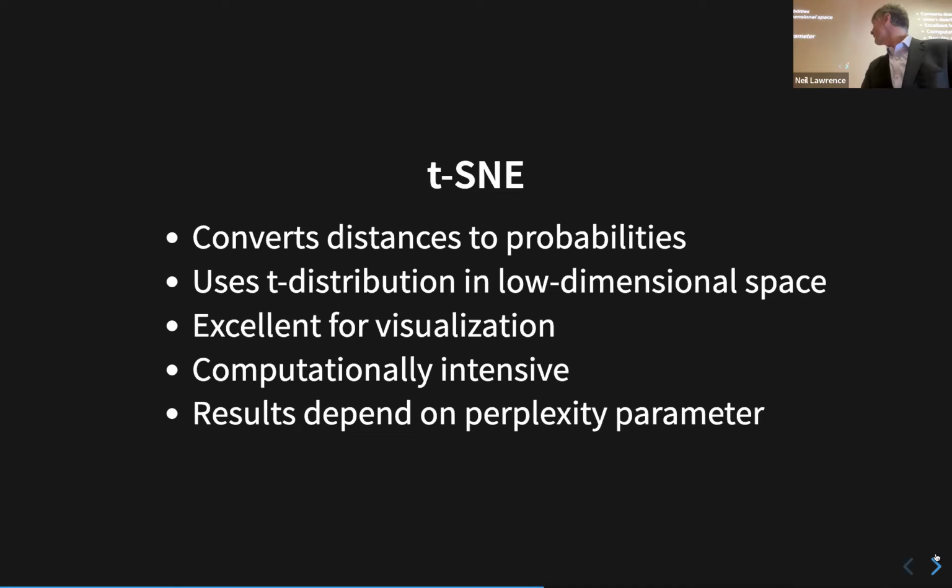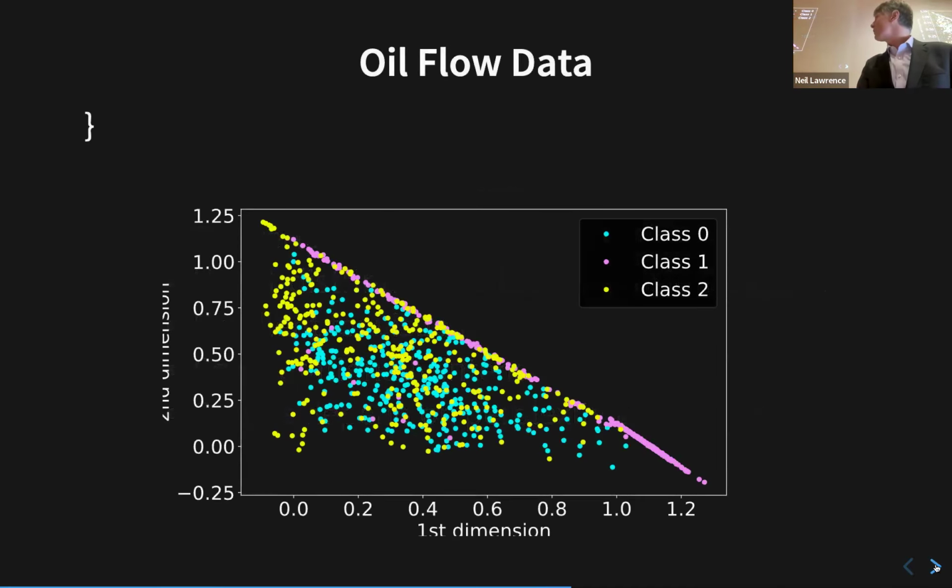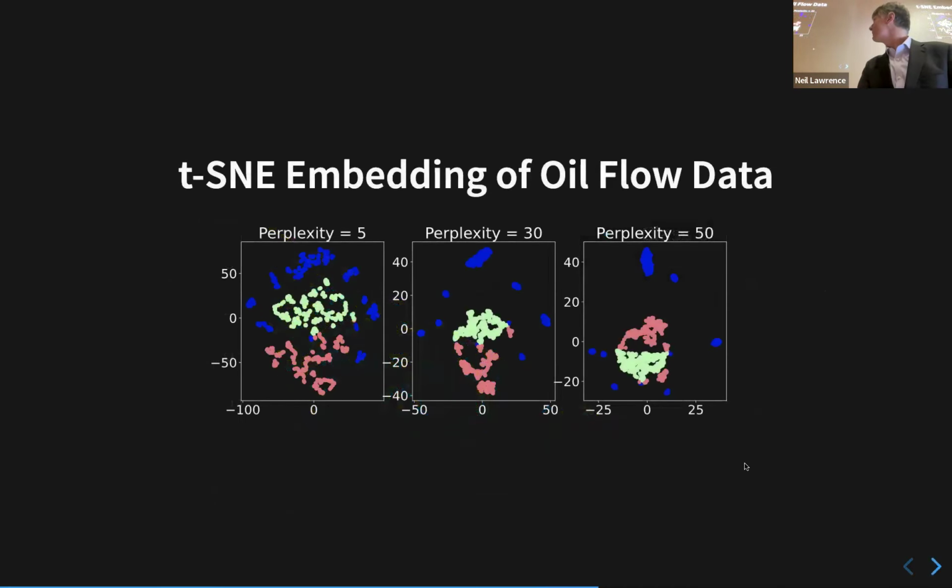But it really creates some very cool visualizations. And here's one for the oil data. It has a parameter called the perplexity. The perplexity is like the neighborhood size. How big is the neighborhood? Because it has this notion of neighborhood in it. But look, it's separated everything in two dimensions.